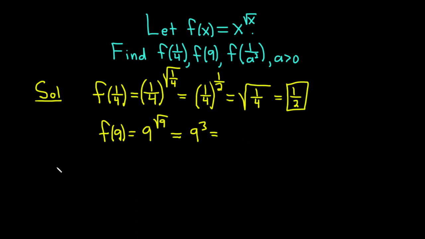So let's think about what 9 cubed is. 9 times 9 is 81. So we need 81 times 9. If you don't have that memorized, you can do it the long way. 81 times 9. 9 times 1 is 9. 9 times 8 is 72. So we have 729.